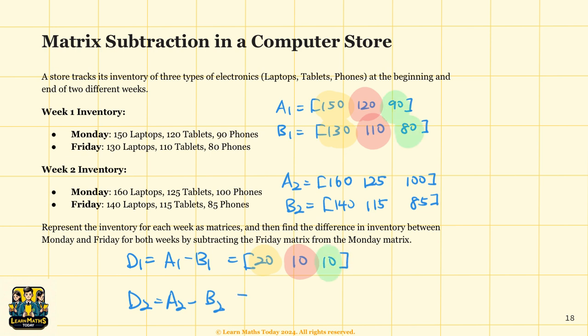For D2, first entry of A2 is 160. For B2 is 140. 160 minus 140 gives you 20. Second column, we have 125 minus 115 equal to 10. The last column, we have 100 minus 85 equal to 15.